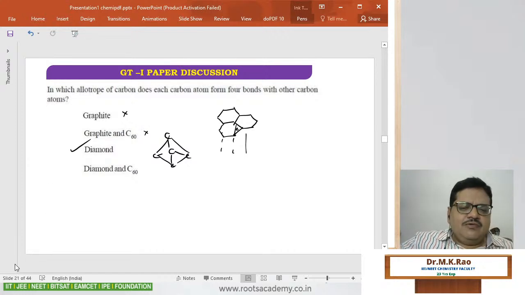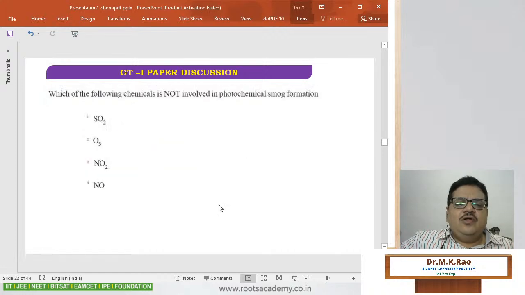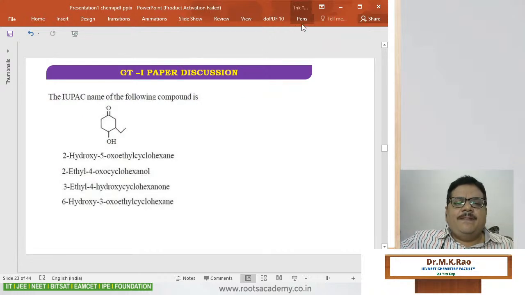138. Which of the following is not involved in photochemical smog formation? It is definitely oxides of sulfur that are not involved in photochemical smog formation. O3 is involved, it is involved. Similarly, question number 139. What is the IUPAC name of this compound?